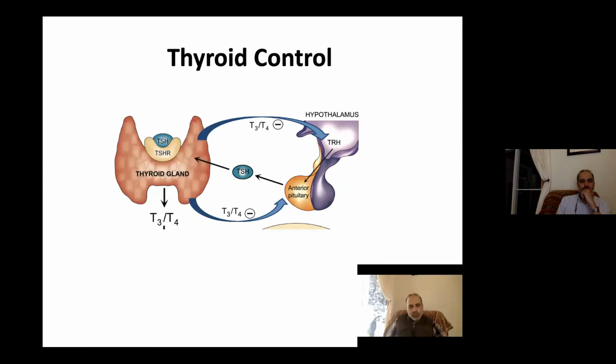Thyroid is controlled through the hypothalamic pituitary system. Thyroid is a very important gland from the endocrine perspective, and it works in conjunction with your hypothalamus and your pituitary and controls and regulates your metabolism.